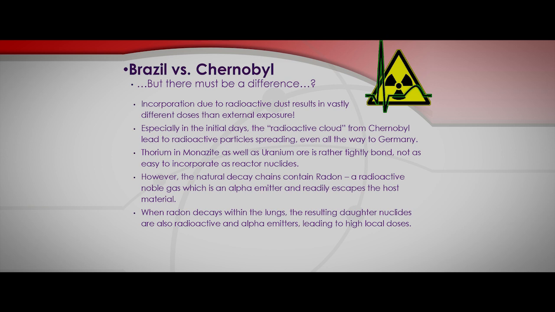The natural decay chain also contains radon, which is a radioactive noble gas, an alpha emitter, and readily escapes the host material. You can notice that, for example, if you take a shower with something like spring water, you can actually notice a great increase of radon levels in the air in your shower room. When radon decays within the lungs, the resulting daughter nuclides are also radioactive alpha emitters, which lead to high local doses. Your skin shields alpha radiation, but in your lungs, in contact with the mucous membranes, it doesn't. So radon is believed to be one of the main causes for lung cancer.